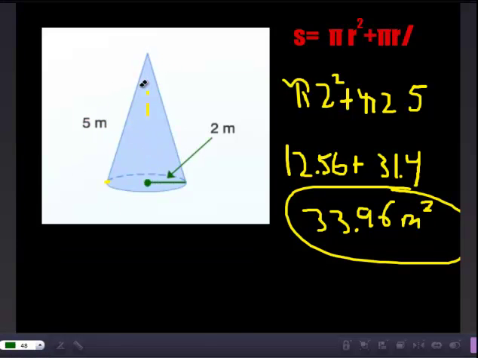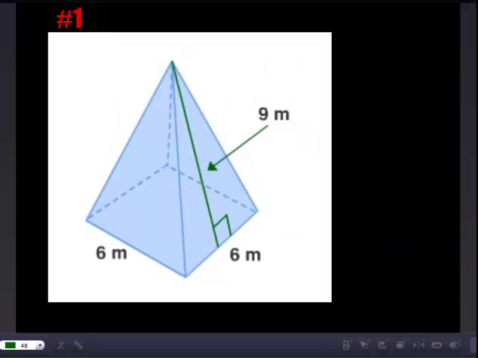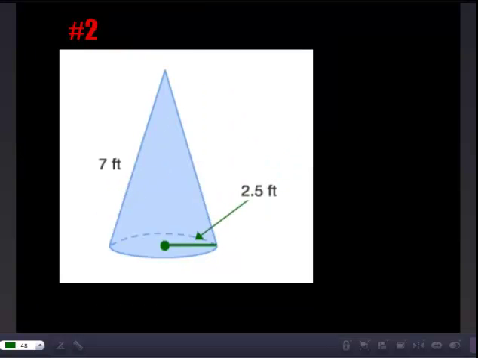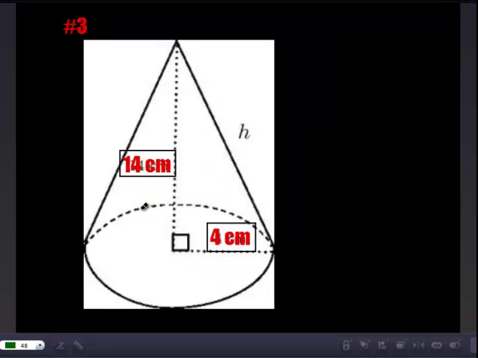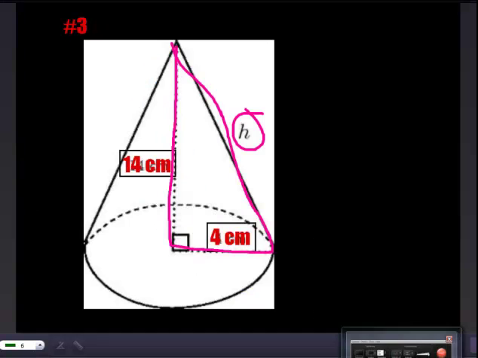If you could please do these next 3 problems, enter the answers in the Google form. Here's the first one. If you can find the surface area of that, and the surface area in number 2, and this one is one of those tricky ones where you are going to have to use Pythagorean's theorem because it gives you the height. You need to find the slant height, so you'll need to find this before you can really even find the surface area. So if you could answer these 3 questions, they're also saved underneath the form. Good luck.